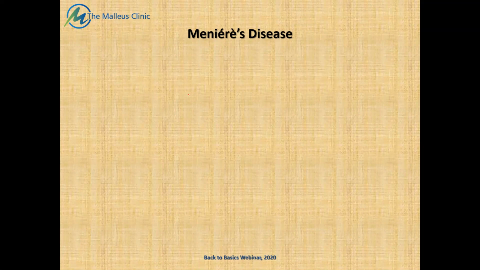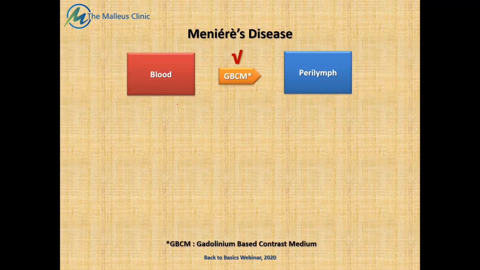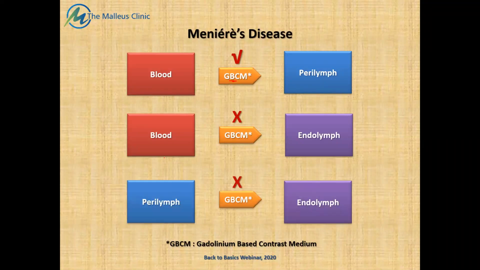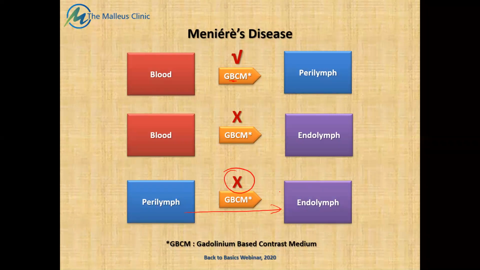But the first thing that we need to know is that the blood-brain perilymph barrier is permeable to gadolinium-based contrast medium, whereas the blood endolymphatic barrier is not, and the perilymph endolymphatic barrier too is not permeable to the gadolinium-based contrast medium. And why this should become important would be evident to you in a little while.